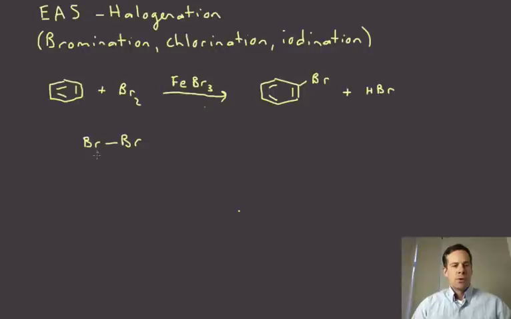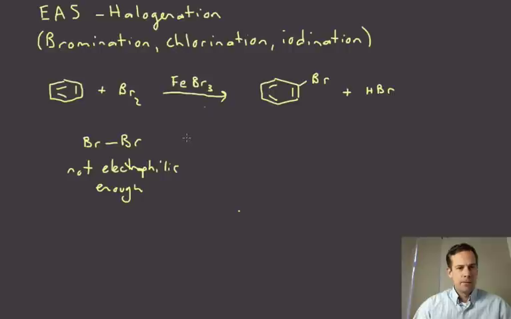What is happening here is that the iron tribromide is activating the Br2 to make it more electrophilic. Here we have Br2, and because this is just two bromine atoms bonded together, it's not a polar molecule at all. Each bromine is equally electronegative, and so they're both tugging on the electron cloud equally. So it's just not electrophilic enough.